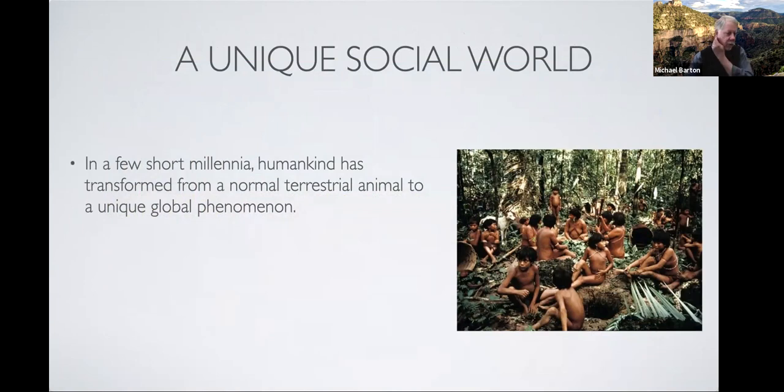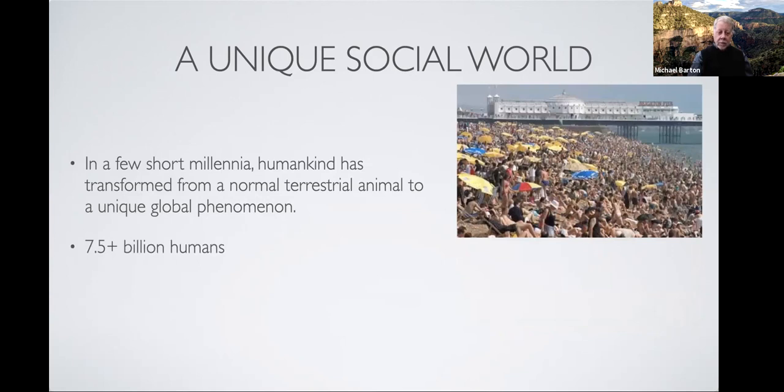As a historical scientist, this is one place I can get away with saying, in a few short millennia, and you understand how short that is, we as humans have changed from being a normal terrestrial animal, a mammal, a very successful one that spread all over the world, and obviously have unique social and cognitive capabilities, use of technology. But we were generally normal up until a fairly short time ago, when we've become a really unique global phenomenon. Now there's close to 8 billion of us. That's a lot for a large animal.